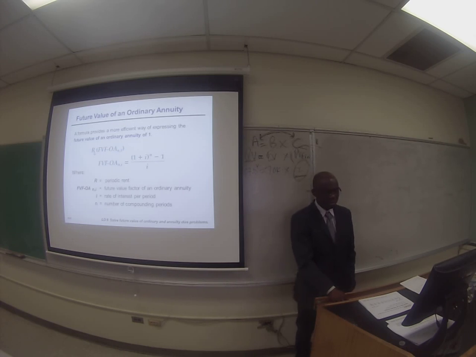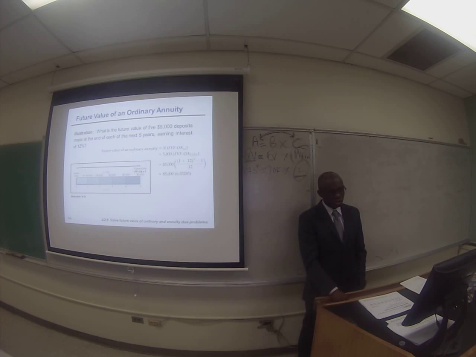Here is the future value interest factor of OA, which stands for an ordinary annuity, given X period and interest rate. And now here is the formula, how you calculate the factor using the formula. And here are the variables: R stands for periodic rent, FVIF-OA, that's ordinary annuity, that is future value interest factor of an ordinary annuity. I stands for rate of interest, N stands for number of compounding periods. So let's take a look at the illustration here.